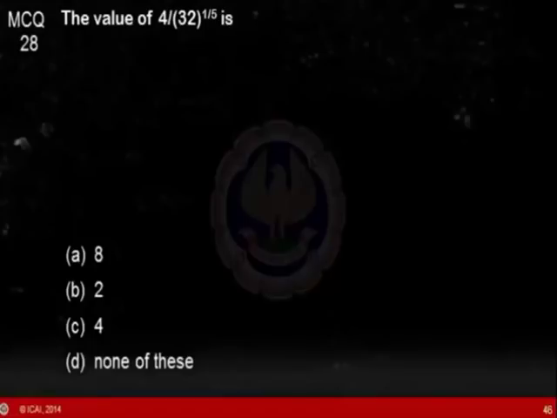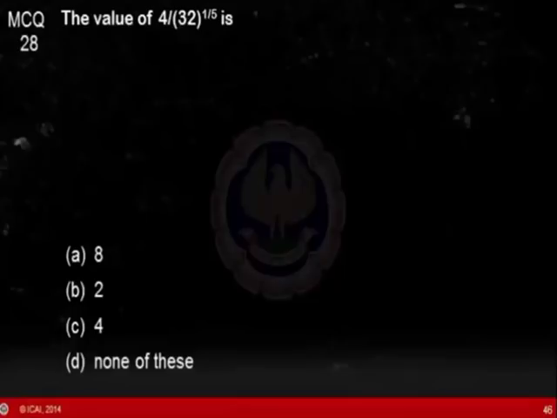I'm not sure if you can get a click of it so soon, but 32 could be written as 2 to the power 5, right? So this can be written as 2 to the power 5 whole to the power 1 by 5. You should get a clue when you have something like whole to the power 1 by 5. Inside also some multiple of 5 would have to come in, only then it could get cancelled. So 4 divided by 2 to the power 5 whole to the power 1 by 5.